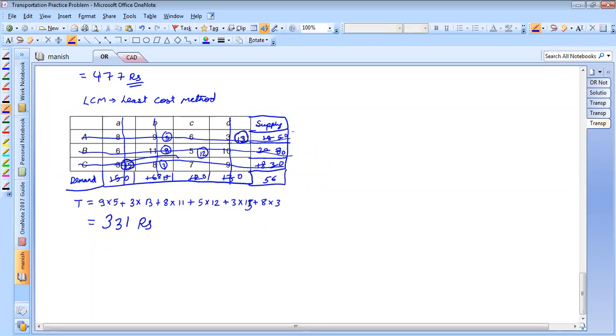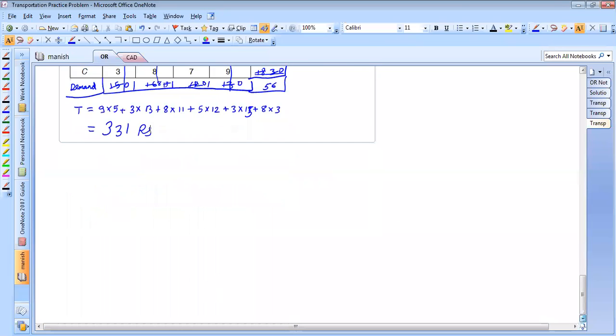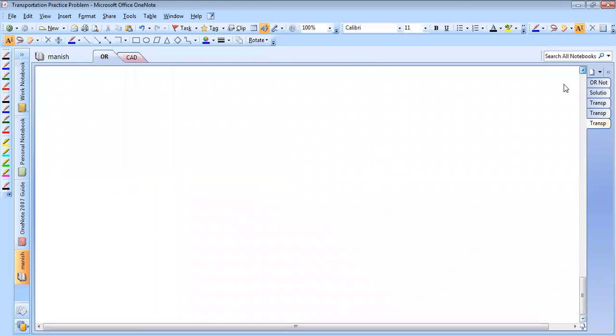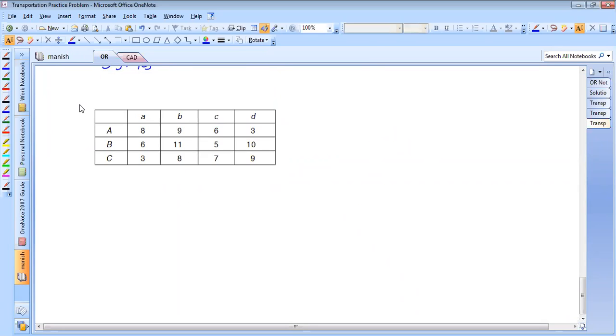See how the cost is reduced from 477 to 331. Let us take this last problem. What is the last method? Last method is Vogel's approximation method.